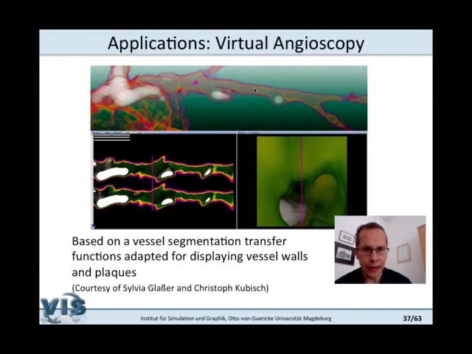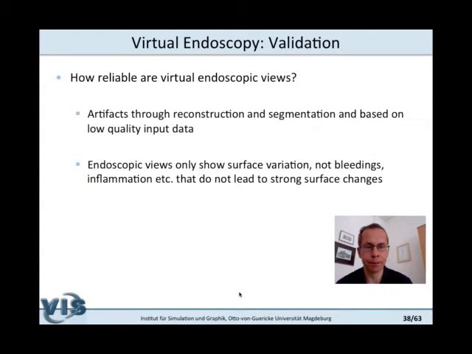You see an external 3D view, a slice view, and here you see the endoscopic view where the camera is inside. Yeah, so that was realized by Silvia Saalfeld, as she is called today, and Christoph Kubisch, who was also a PhD student in our group at this time. So I mentioned that we should discuss validation of virtual endoscopy.